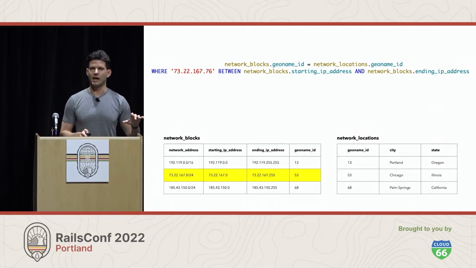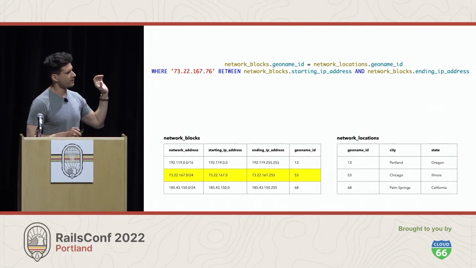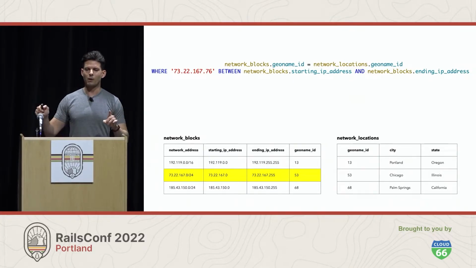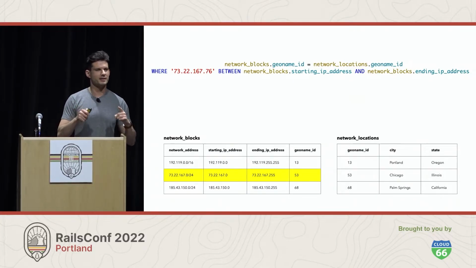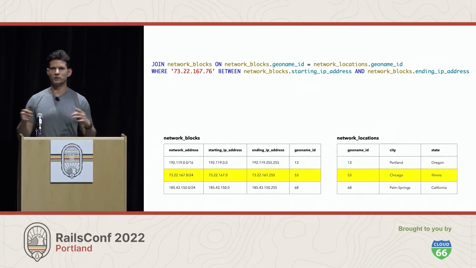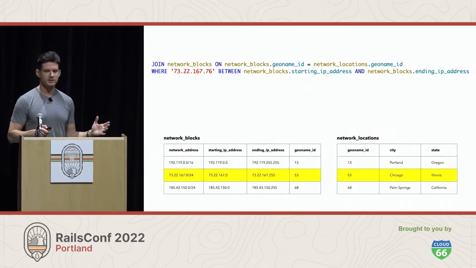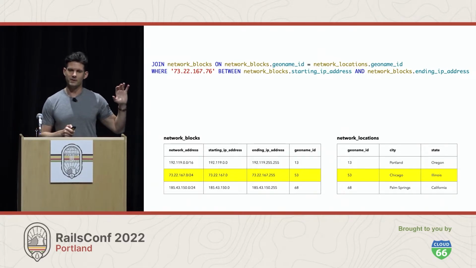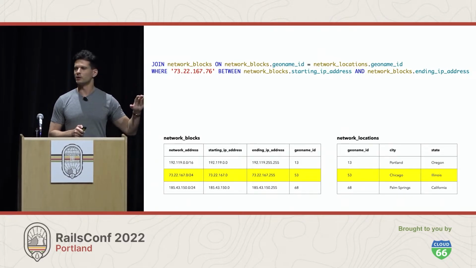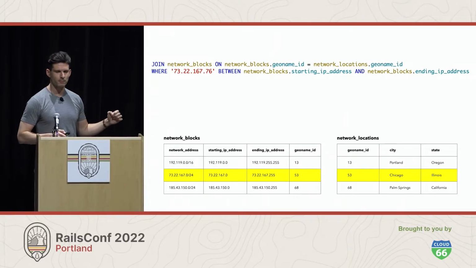What this means is that we can follow the value off of our network blocks table to join a network locations row where the geoname ID field is of the same value. Once we've joined our rows, we can set up our select to return everything off of the network locations table, since it's ultimately the location data that we care about.